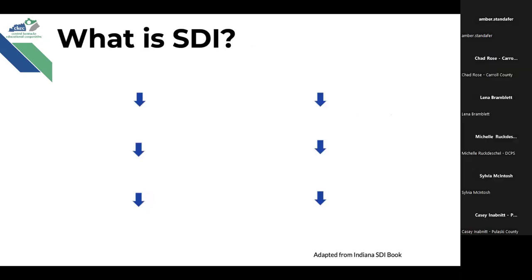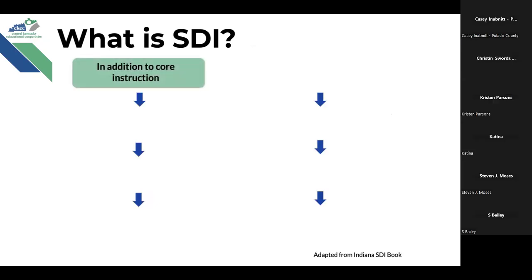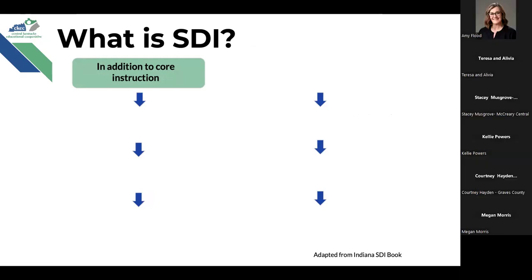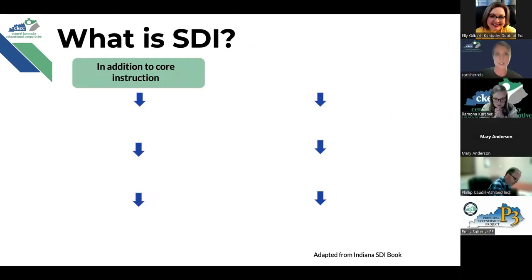So first, we're going to talk a little bit about what SDI is and what it isn't. So SDI is in addition to that core instruction. So it's not in place of. So it's very important that we are looking at what our students are receiving when they have an IEP. So are they getting what the gen ed students are getting, what the rest of their same age peers are getting, in addition to, as Ramona said, that specially designed instruction?